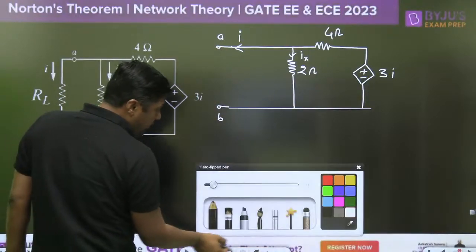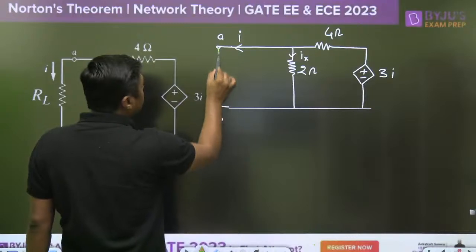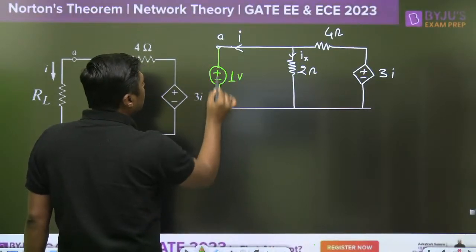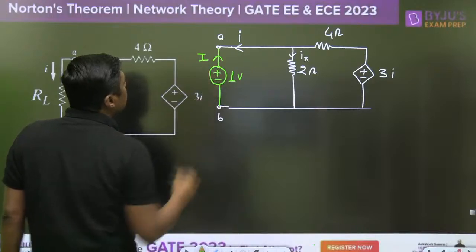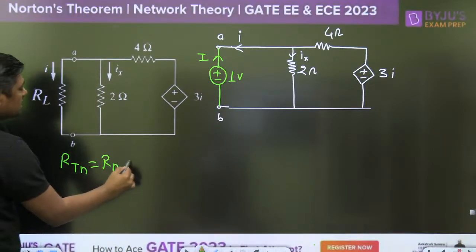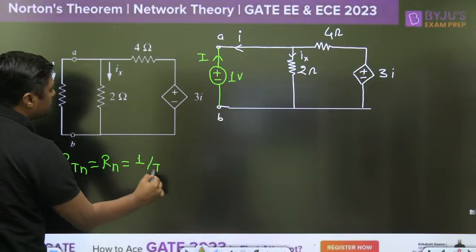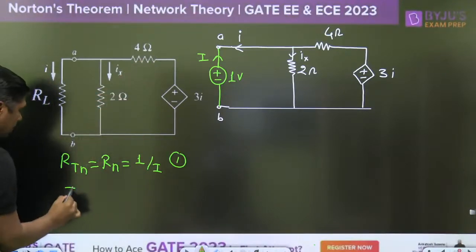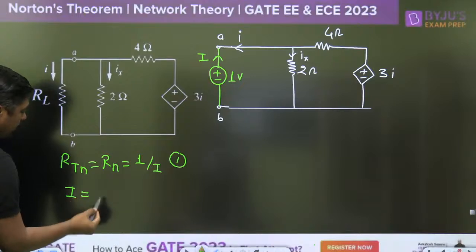Now connect a battery here. You can connect a 1 volt battery. That is the method, and it will give the I current. Then what will be the RTH or RN? That is nothing but 1 by I. My dear friend, from this you can find I, or what is I is equal to minus I.